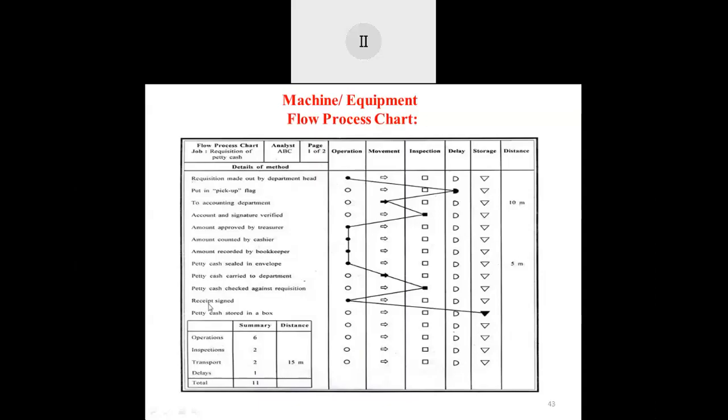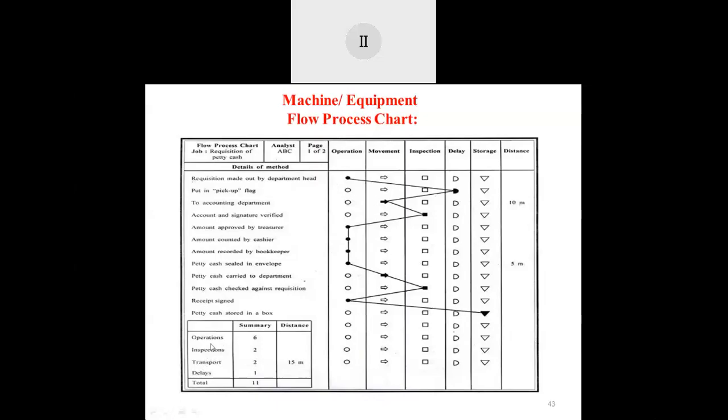So here you need to write all the details of the method and process, and whether that is a movement, an operation, storage or inspection, we need to indicate through this line. Like this way we need to indicate it, and accordingly at the end we need to give some summary, like how many operations there will be, how many inspections there will be.